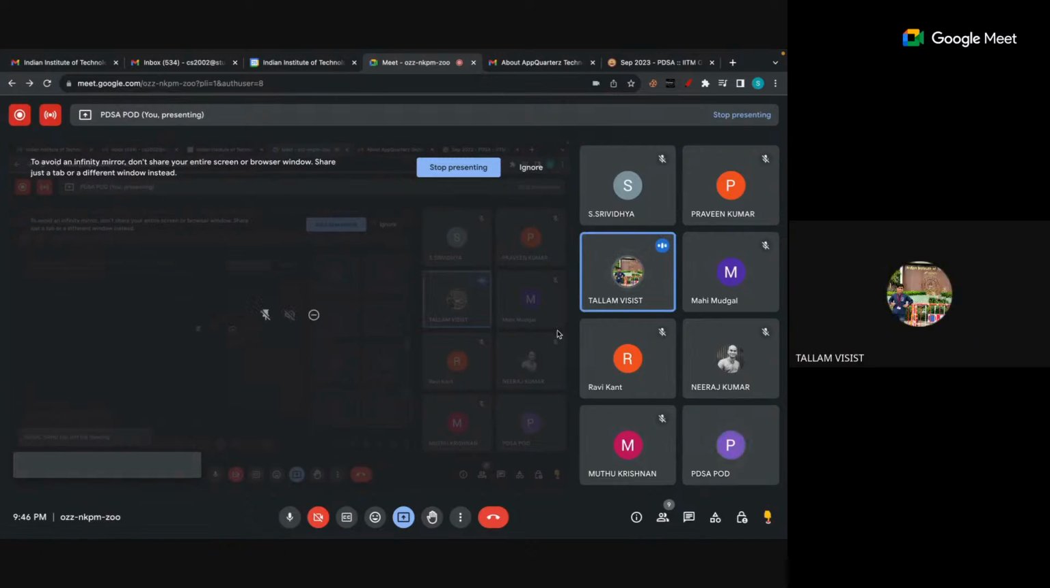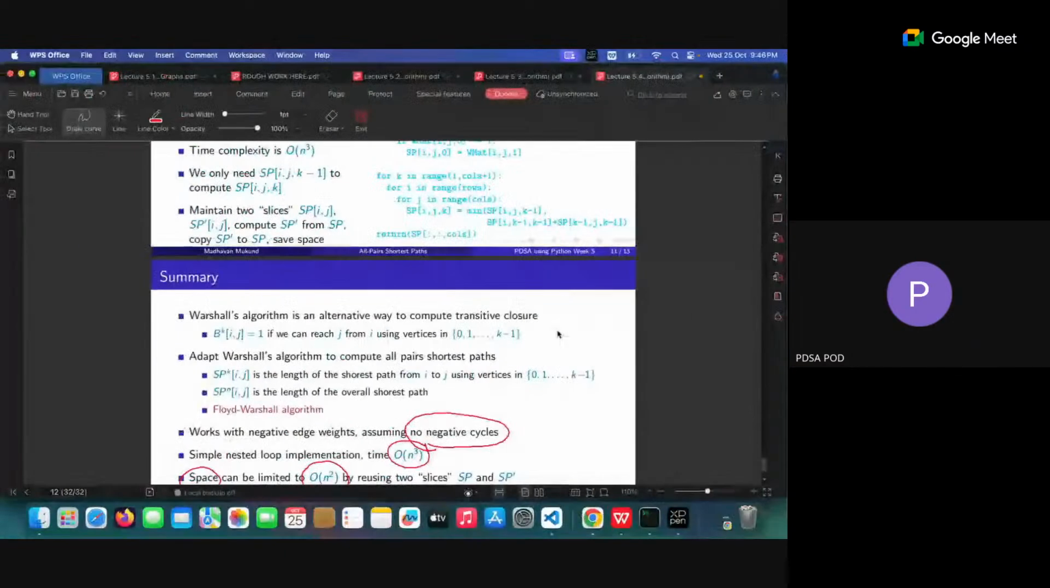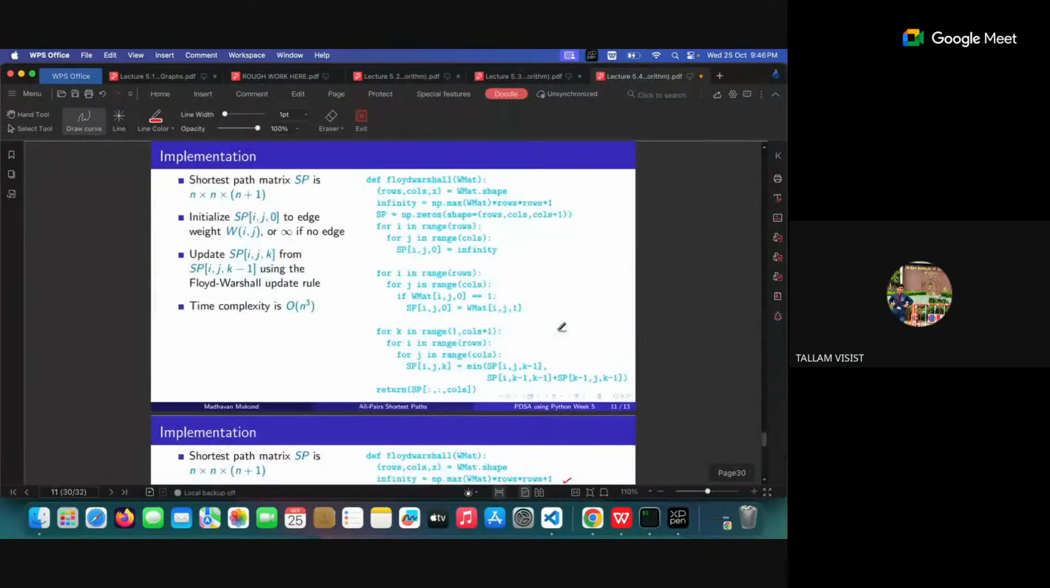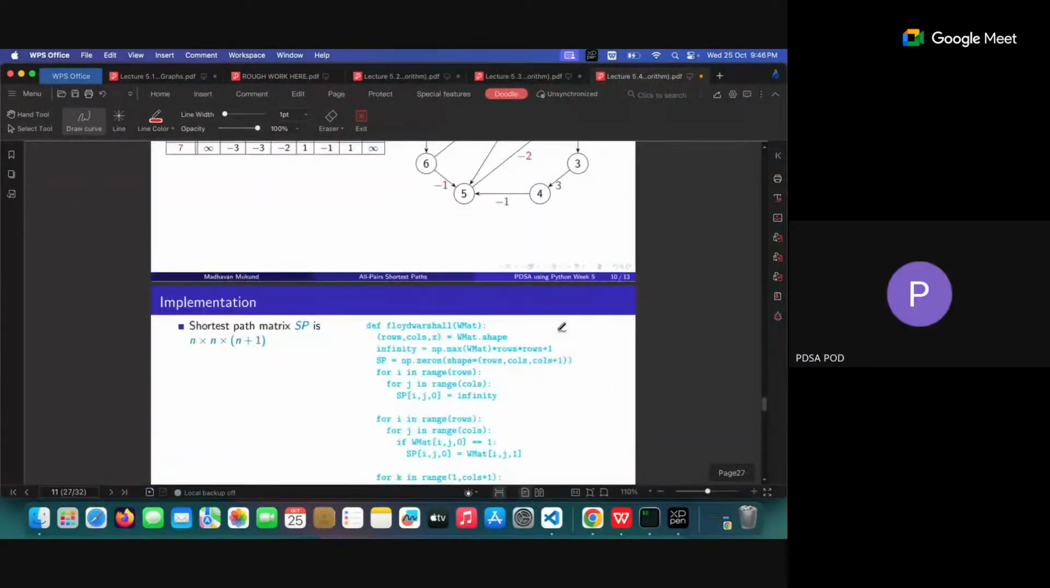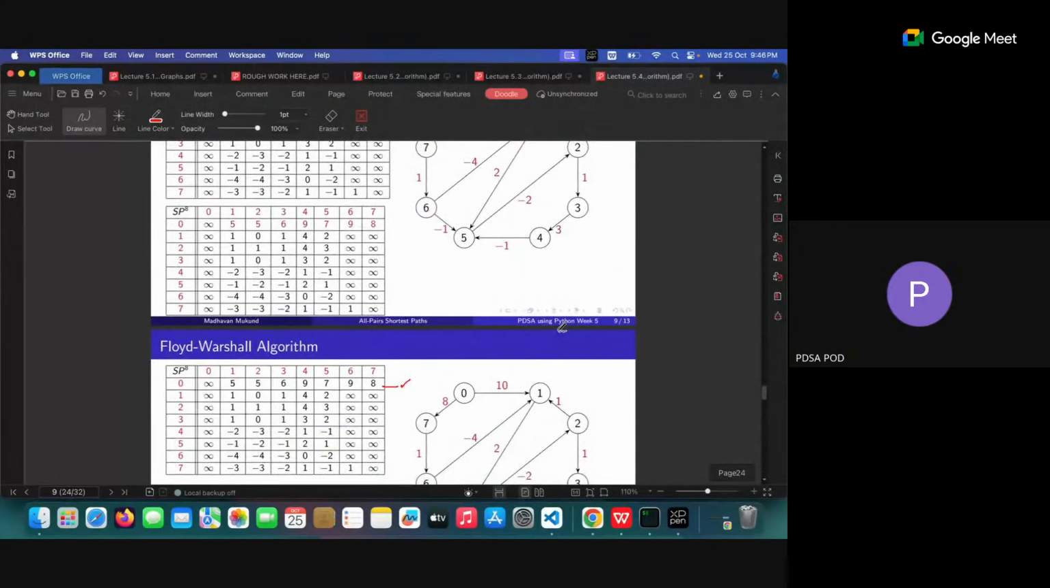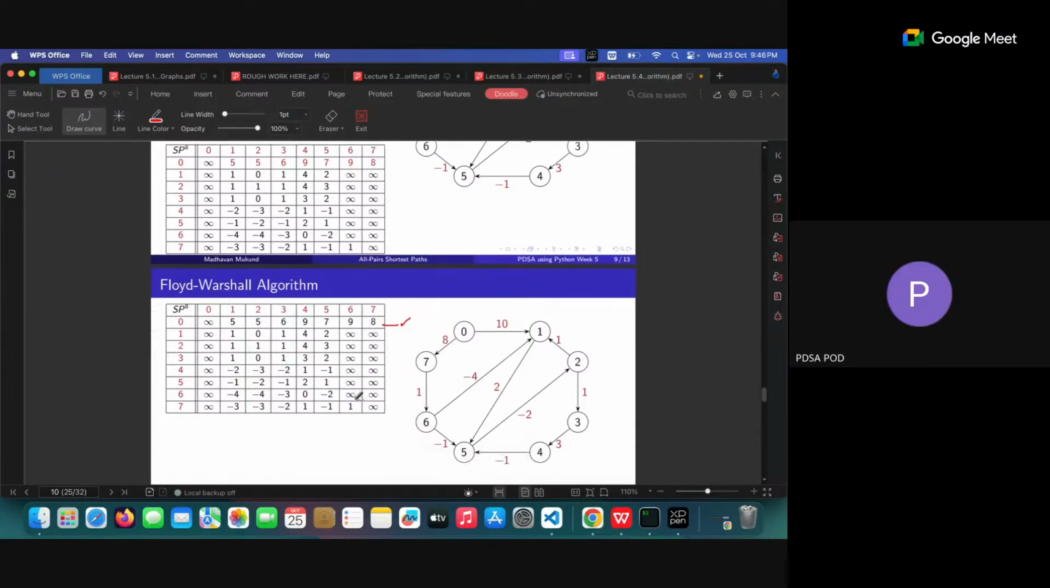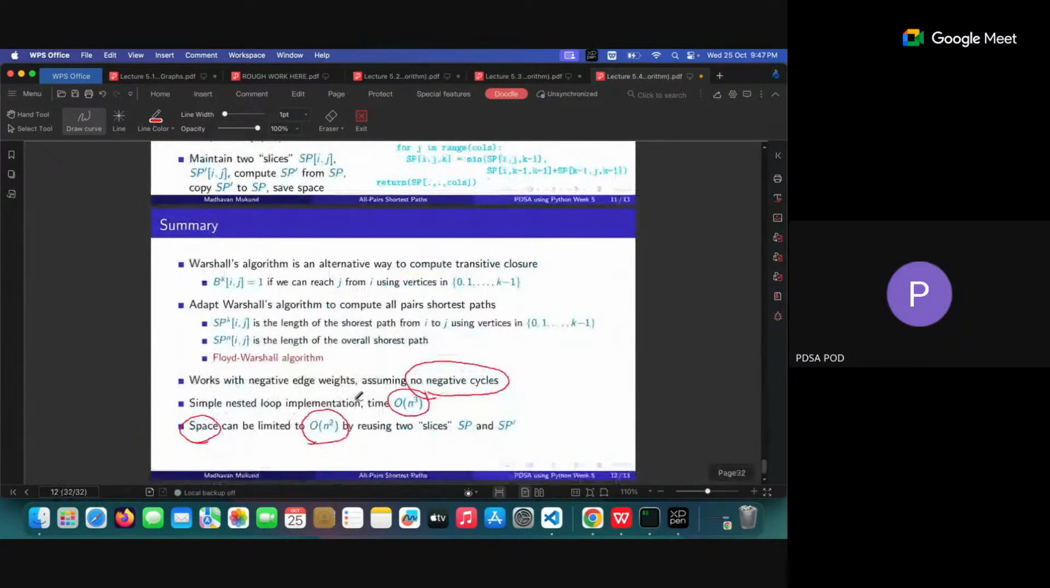Sir, in the previous question, why have we taken 5 as the last column, sir? This one, no? It's completely filled. The shortest path is completely filled, which means all vertices have been done. In the code, it takes only the column value. See, I can show you that execution.